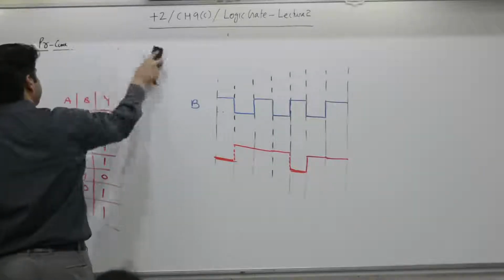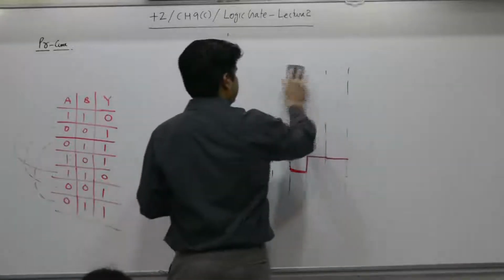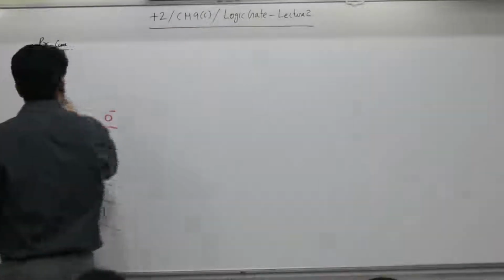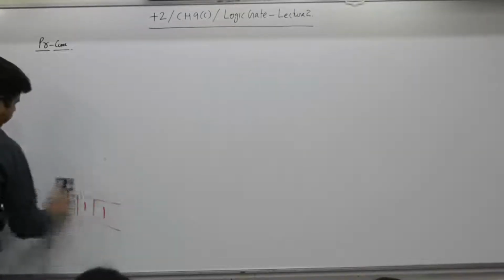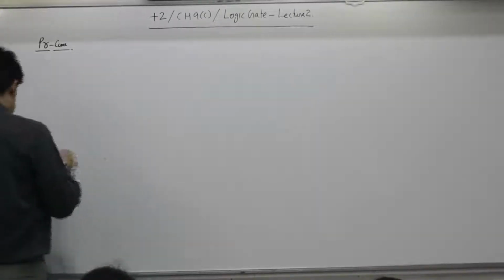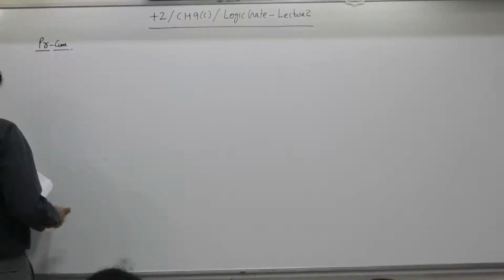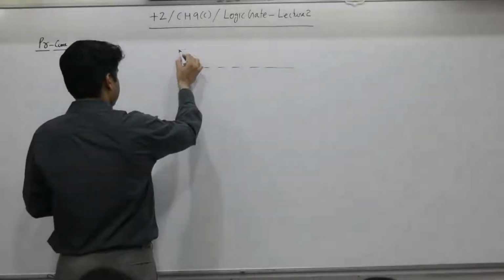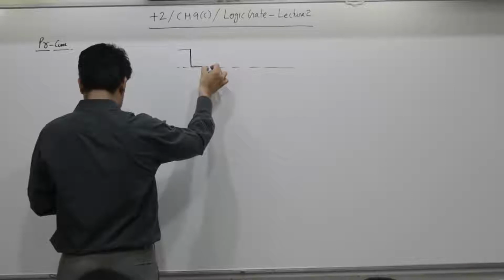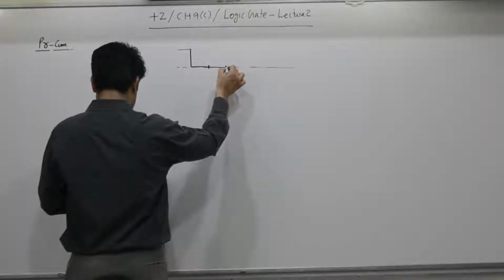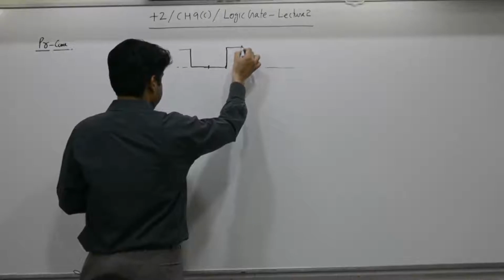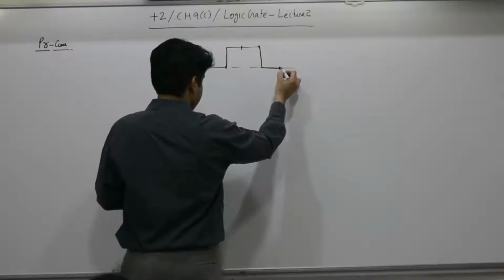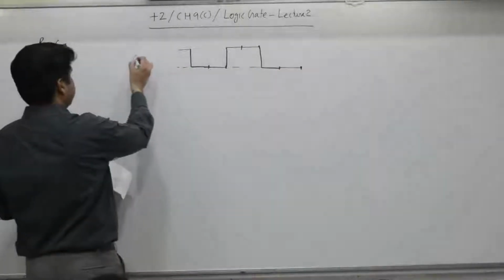This is problem number 9. You need not refer to the book, otherwise you will not be able to do it. High low low, high high, low low, this is A.